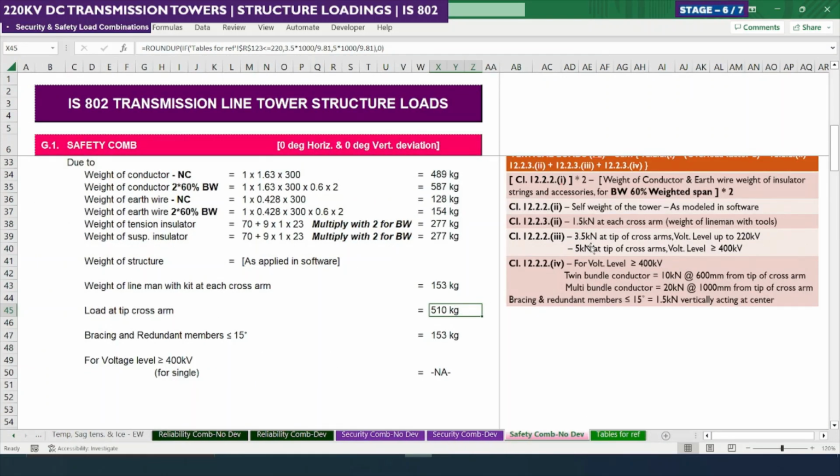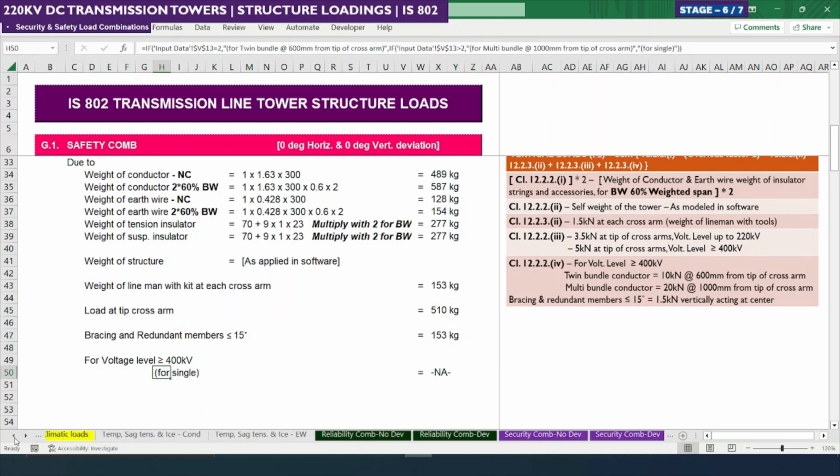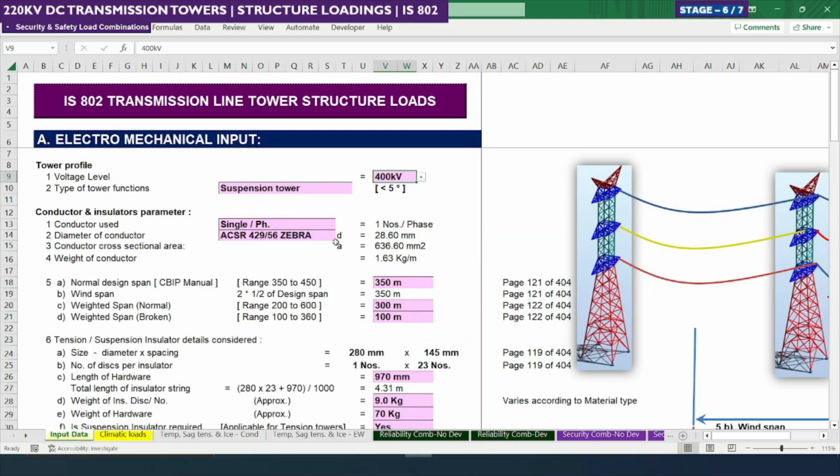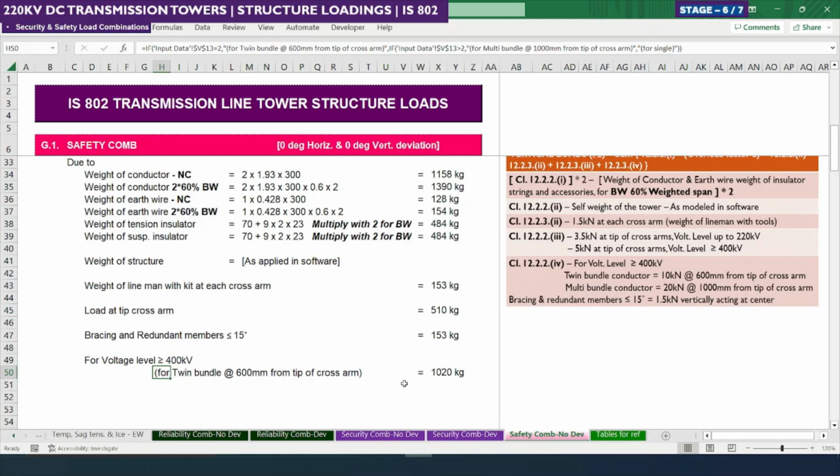For 400 kV you can see it is 5 kN. Also, for 400 kV, if it is a twin bundle conductor we need to consider 10 kilonewton, but as per our mechanical input data we have only single. If we change this to twin, then we can see here that for a twin bundle we need to apply it at 600 mm from the tip of the cross arm. The value should be 10 kN, which is equal to 1020 kg.